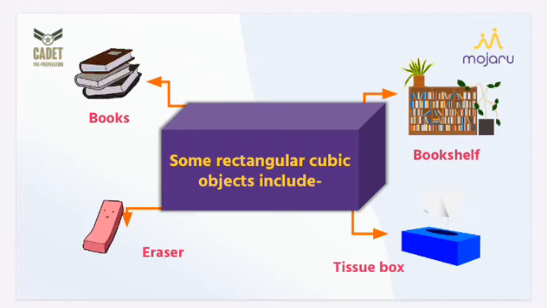Let's come to rectangular cubic objects. A rectangular cuboid also has volume, and it also has 6 faces. The small sides of the rectangle are actually squares, but the other 4 sides are rectangles. Books, erasers, tissue boxes, and bookshelves are rectangular cubic objects.